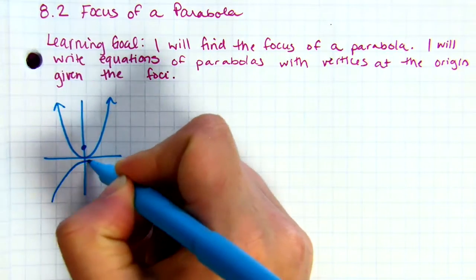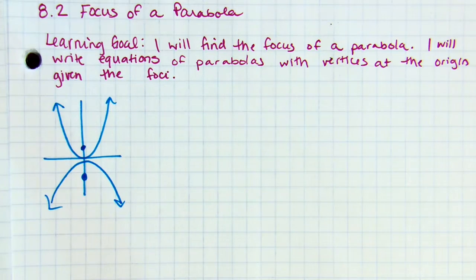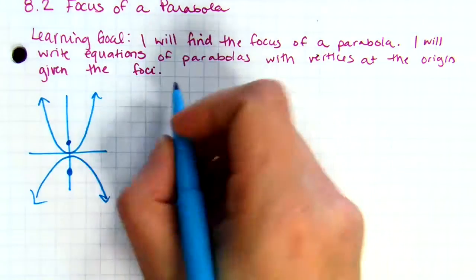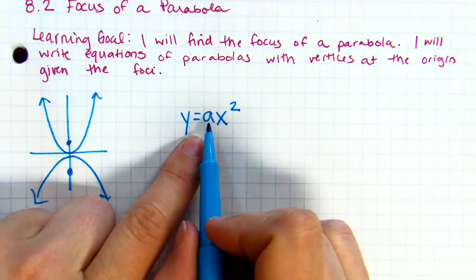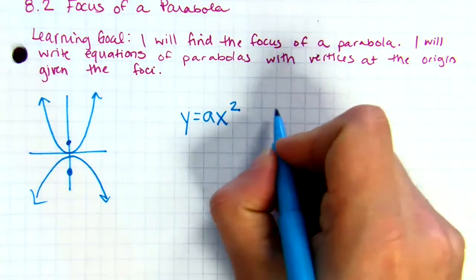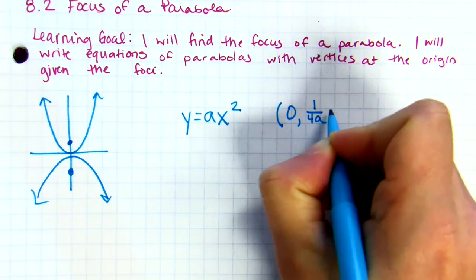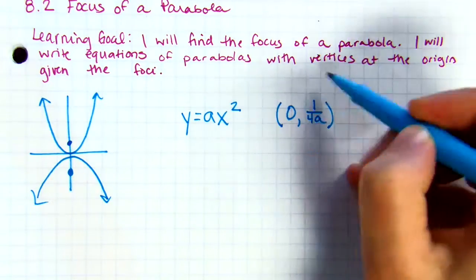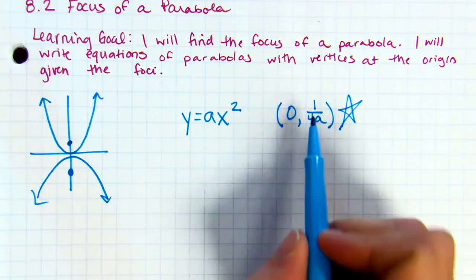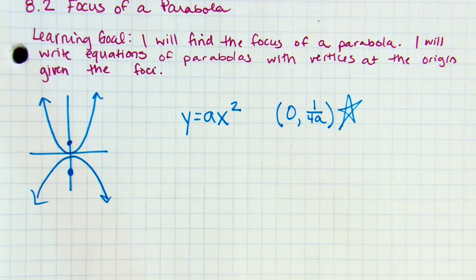You could also have a graph that looks like this, then your focus would be on the other side of the x-axis because your graph is on the other side. Whenever we have a function that looks like this, y equals ax squared, where a can be anything except for 0, our focus is always going to be the point 0, 1 over 4a. This is like a formula, basically, that you have to know. I would put a big star by that. You have to know the 1 over 4a, and that's going to give you the coordinates of your focus.